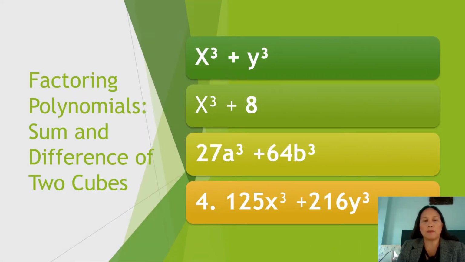Now, I have here examples of polynomials, special kind, sum and difference of two cubes. Look at this one. First term, something cube. Second term, something cube. Or known as perfect cube. 27 is a perfect cube and a cube. Which means sum. The operation here is addition. Okay, so how are you going to factor this kind of polynomial?